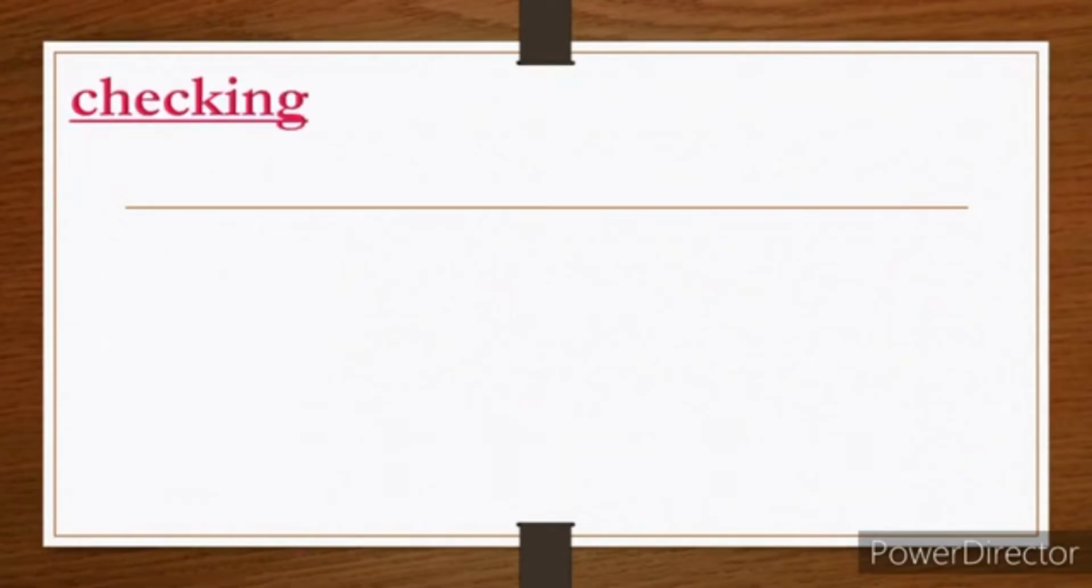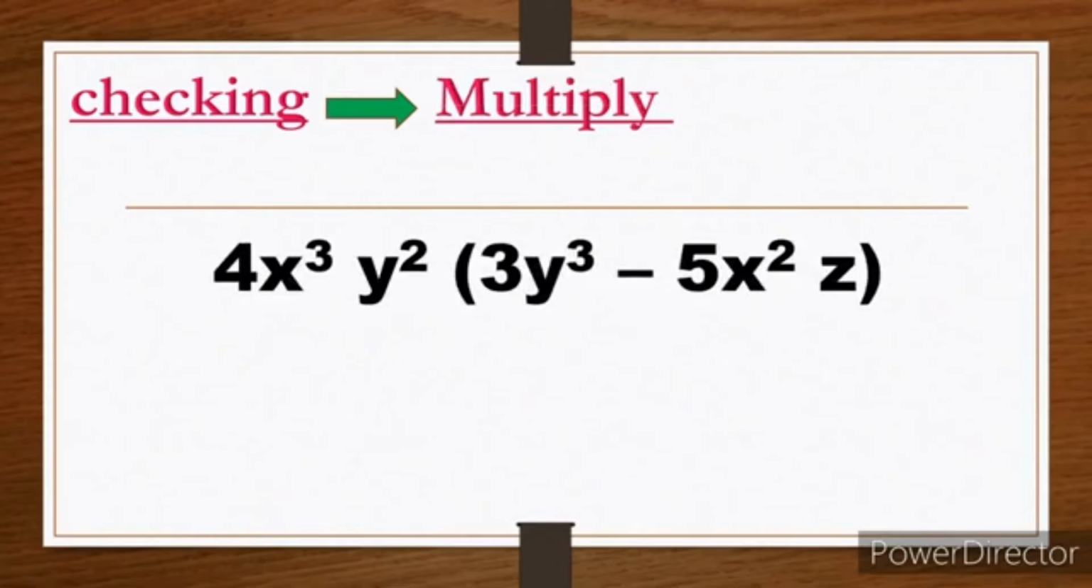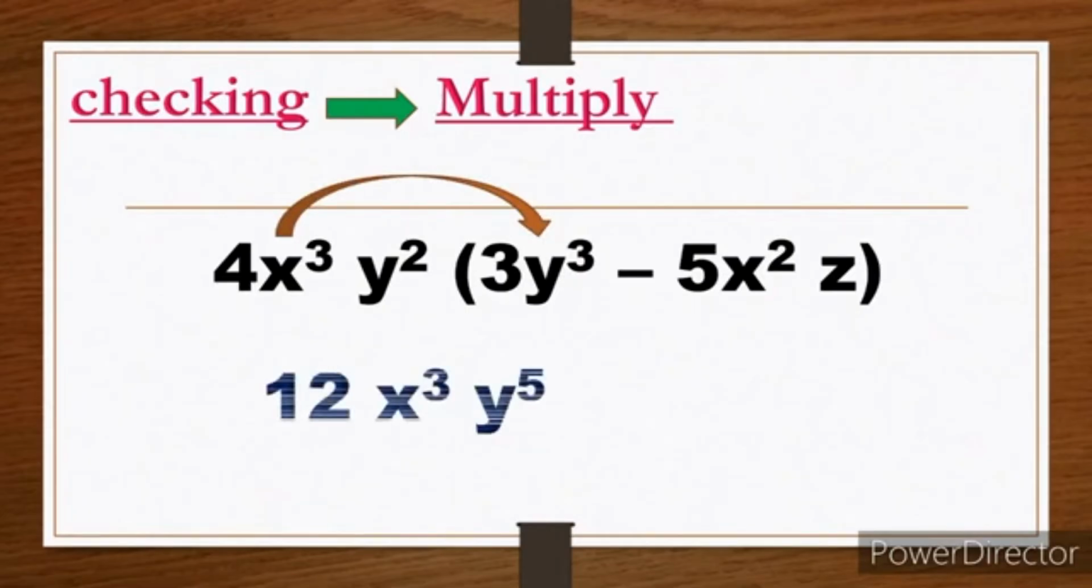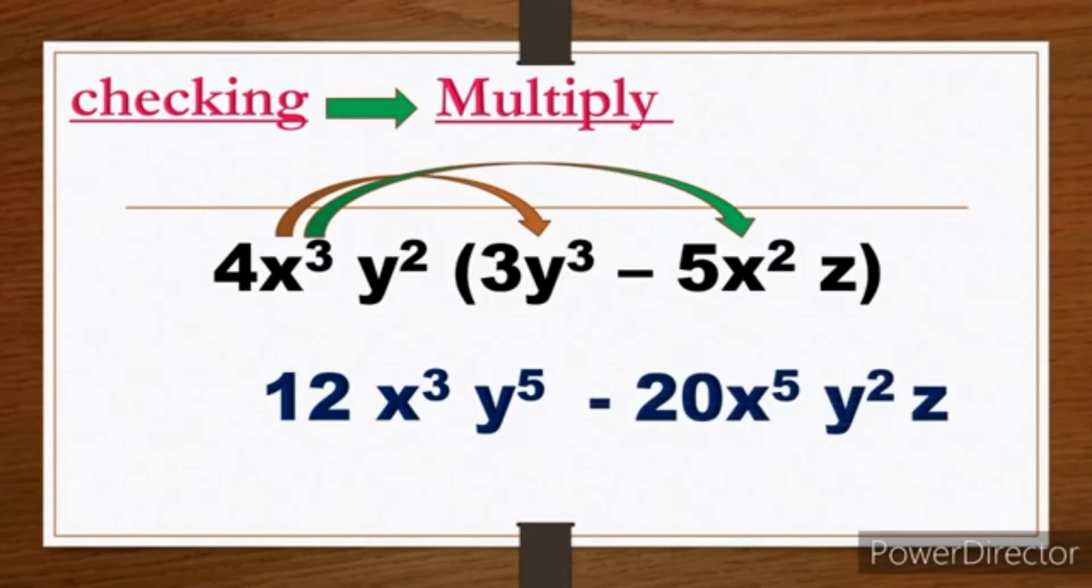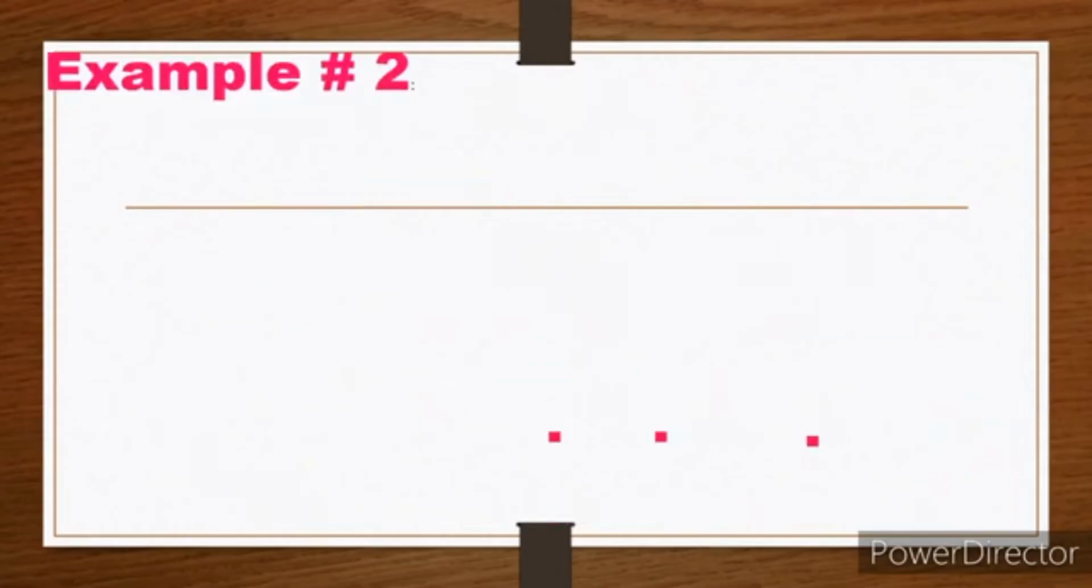Let us check our answer. To check our answer, we simply multiply the factored form. 4x cubed y squared times 3y cubed is equal to 12x cubed y raised to 5. 4x cubed y squared times negative 5x squared z, the answer is negative 20x raised to 5 y squared z. Pag nagmumultiply tayo, ina-add natin yung exponent.